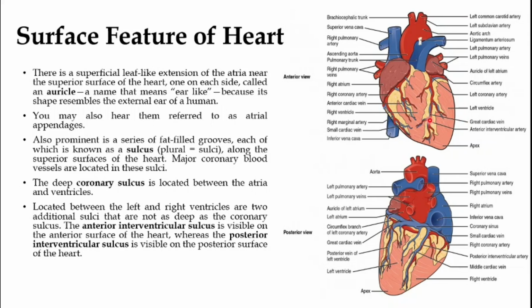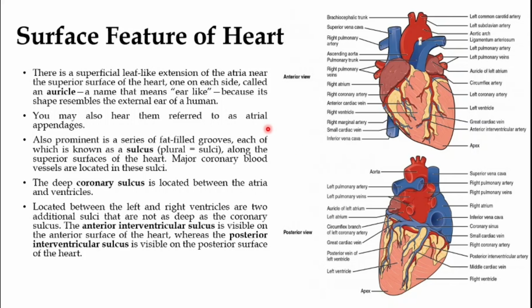These are the veins, the cardiac veins, the coronary veins. On the surface of the heart, the coronary arteries and the coronary veins you can see both on the anterior side and on the posterior side. These are the coronary vessels which are giving blood supply to the heart itself.